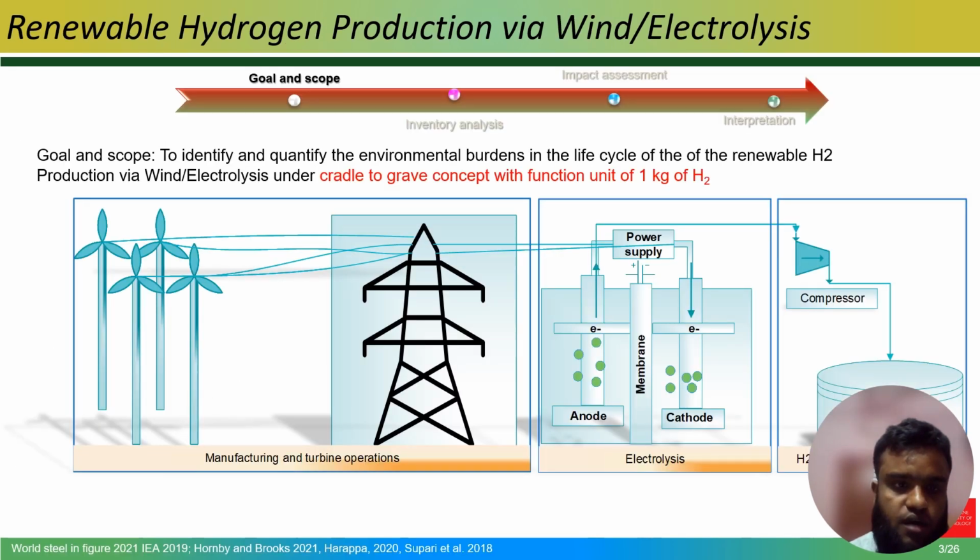Now we will do a case study for hydrogen production using a wind turbine system. This is a case study, and I will follow it step by step. The goal and scope: to identify and quantify the environmental burdens in the life cycle of renewable hydrogen production via wind and electrolysis. Electricity comes from the wind turbine and goes into the electrolyzer to make hydrogen. We will do that analysis on a cradle-to-grave basis with a functional unit of 1 kilogram of hydrogen.